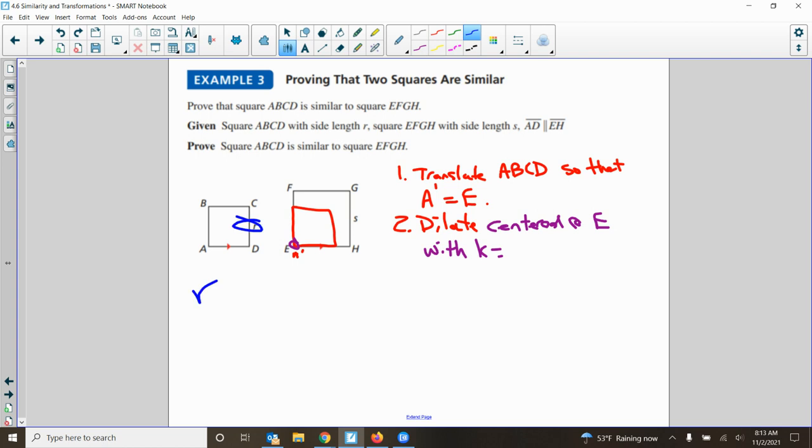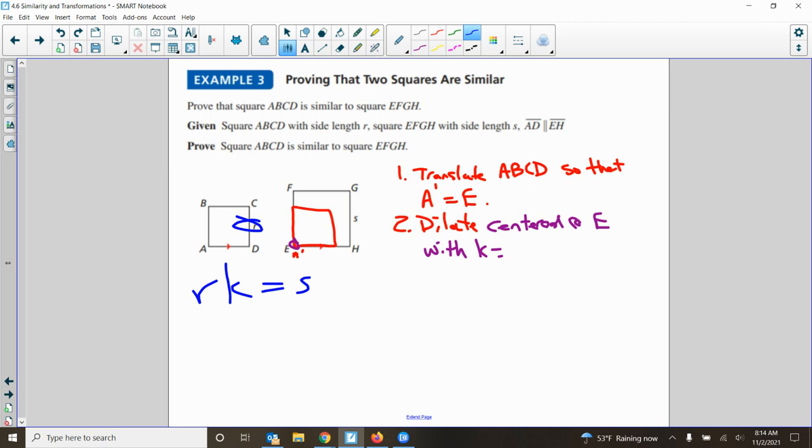Now, what's my old length? R. It's the side length of the red square. What's my scale factor? Well, that's my unknown. That's what I'm going to try to figure out. What do I want the product to be? What's the new length? S. So do you agree that whatever R is times my scale factor better give me S? Old length times scale factor gives me new length. Old times scale gives me new.